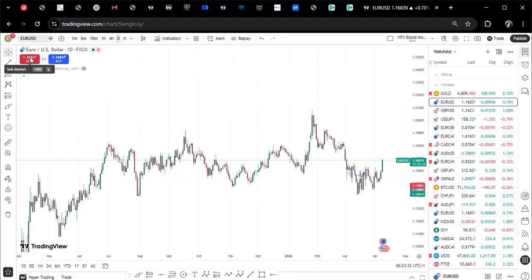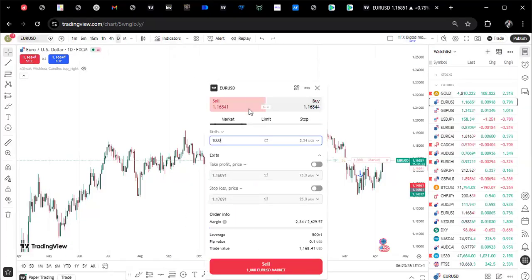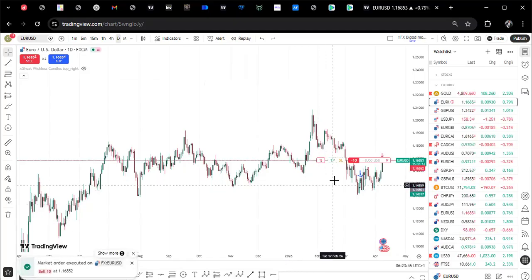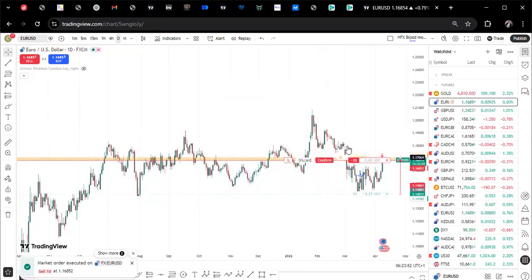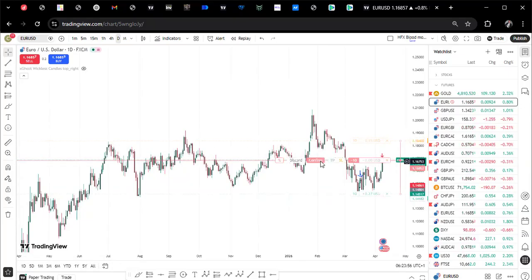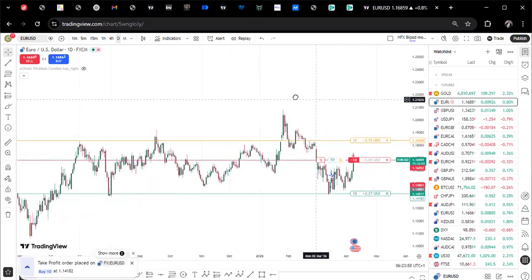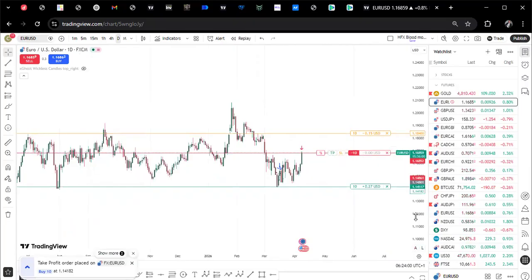Let's just do a little practice. Let's say you're expecting a sell right now. This is sell, let's say 10 units. You place the sell. Adjust your TP, so you want your TP right here. You want your SL, wherever you want it to be. You confirm. So right now, you have a trade running.